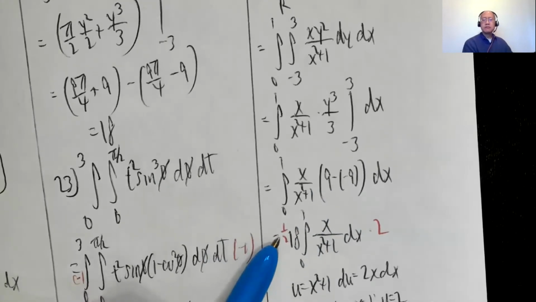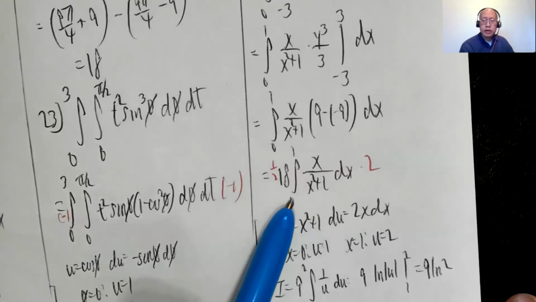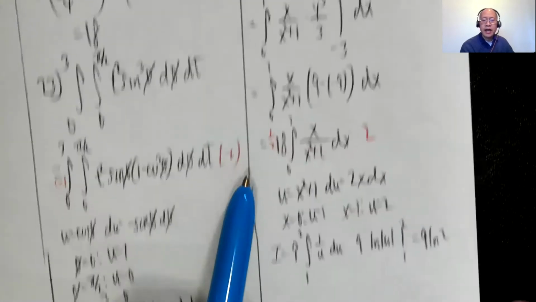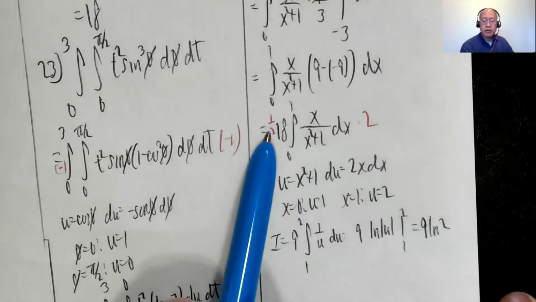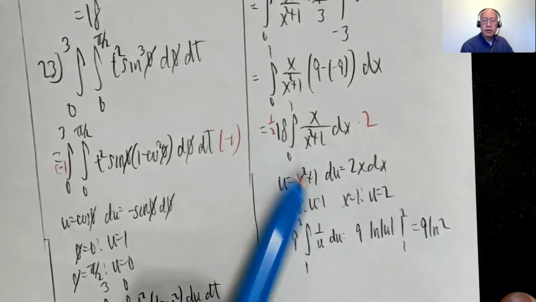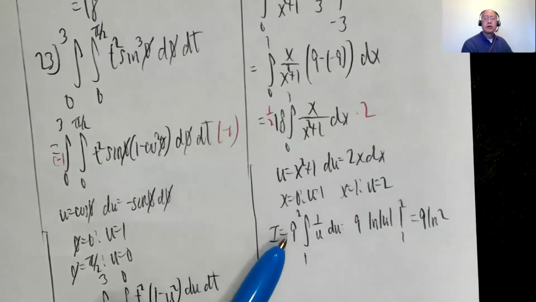Take out the 18. X over x squared plus 1, do a u substitution. U equals x squared plus 1. du is 2x dx. Put a 2 inside, half outside. Half combined with 18 gives you 9. So when x is 0, u is 1. And when x is 1, plug in 1, u is 2.